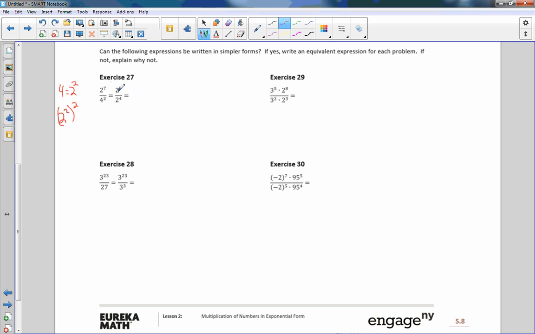Okay, so we went from here to here. Now we have the same bases, so my answer is going to have a base of 2 and 7 minus 4. Okay, and that is going to keep me with a base of 2. And 7 minus 4 is 3.